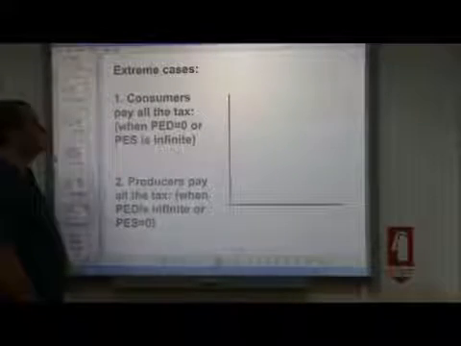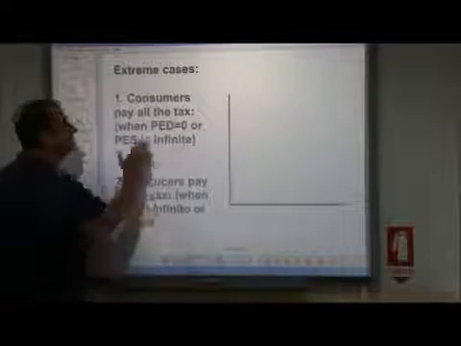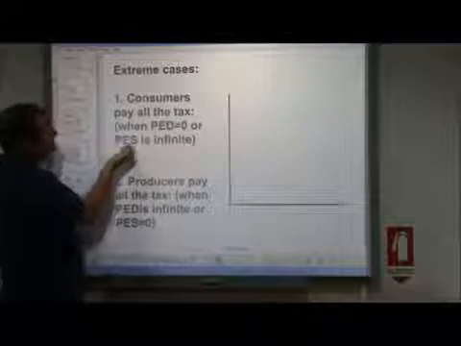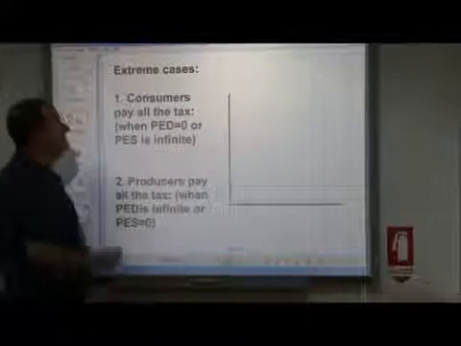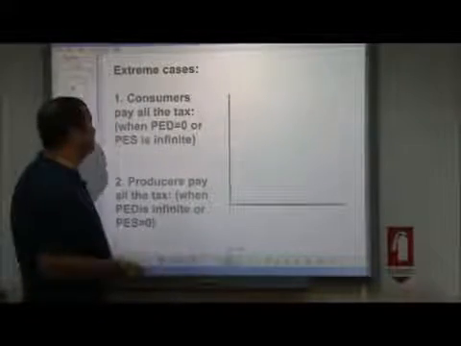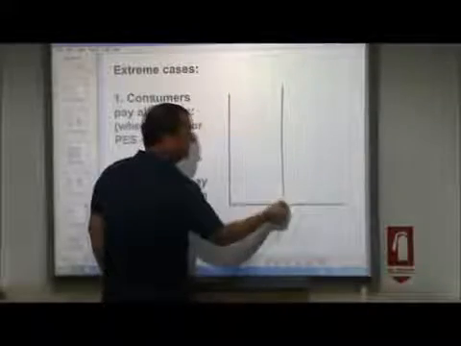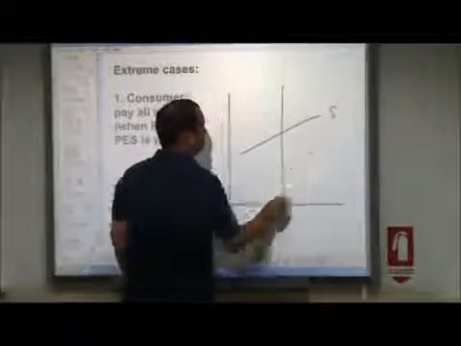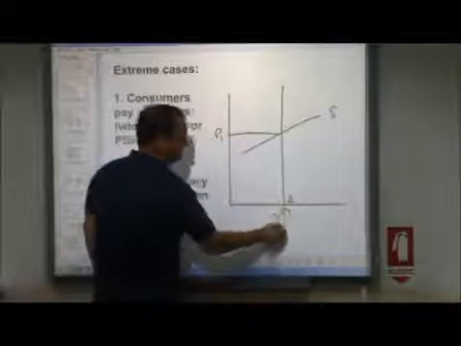Extreme cases. Consumers may pay all the tax, in the extreme case of price elasticity of demand being perfectly inelastic or price elasticity of supply being perfectly elastic. I can show you that. It doesn't happen in reality, but theoretically it's possible and you might get examined on it. So let me show you when PED is 0, PED looks like this. There's the demand. And there's a supply curve, S. Okay, here we are, there's price, P1, quantity, Q1.